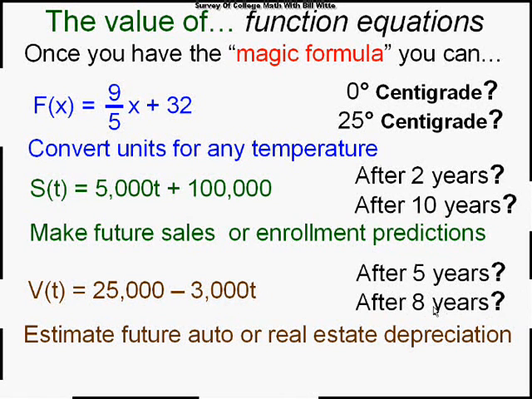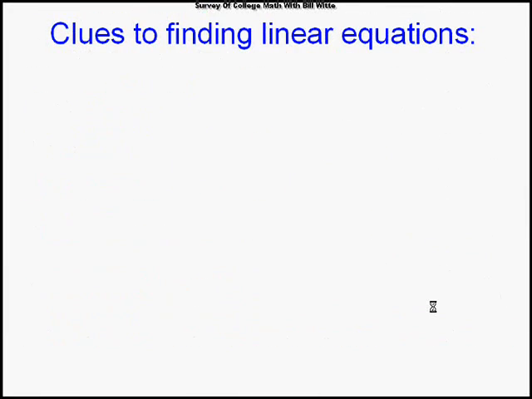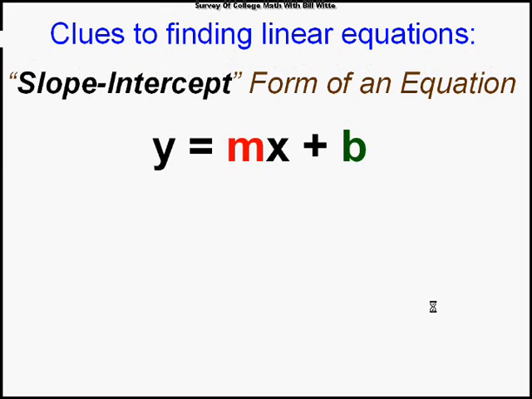Next. After 8 years, let's put in 8. 25,000 minus 3,000 times 8, or 24,000. 25 minus 24. After 8 years, that car is only worth $1,000. Okay, you get the kind of uses, hopefully, for these formulas. Now, they're going to be of great use if you have the formula. The hard part is getting the formula. There's going to be clues to finding these equations, these formulas. Here's someone who can help you.